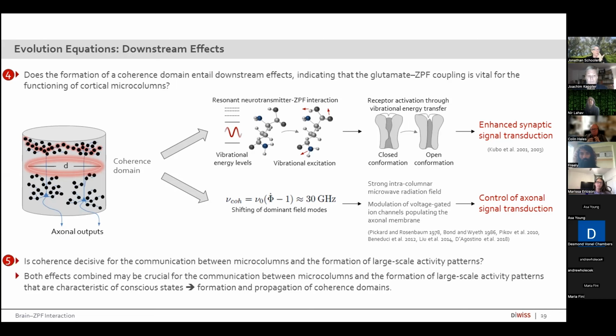And these two effects combined, I think maybe this is not mathematically proven so far. These are just obvious conclusions from this approach. Both effects combined may be crucial for the next step, namely for the communication of individual microcolumns with all the other microcolumns and for the formation of large-scale activity patterns.